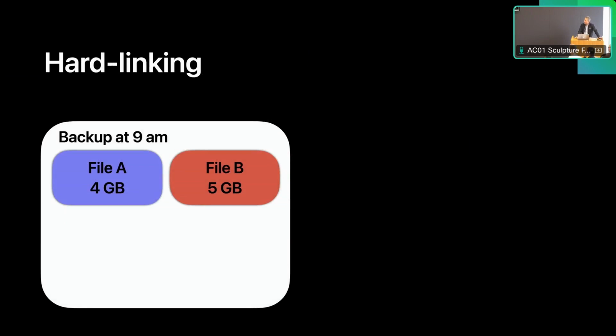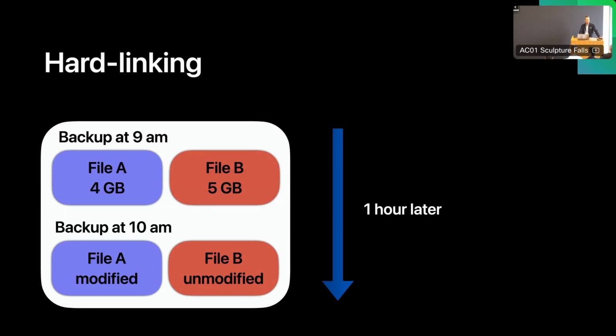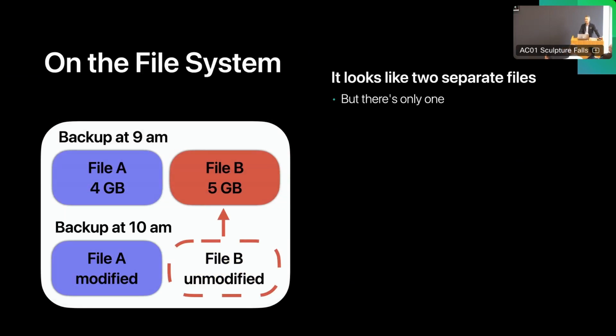Suppose that we have two files, and you take a backup at 9 a.m., and then an hour later, we want to take another backup. In the meantime, file A has been modified. File B has not been modified. So the way backups work is that for file B, which has not been touched, FileMaker Server is simply going to create a hard link to the previous copy. And on the file system, it's going to look like two separate files. But really on the disk, there's only one file.